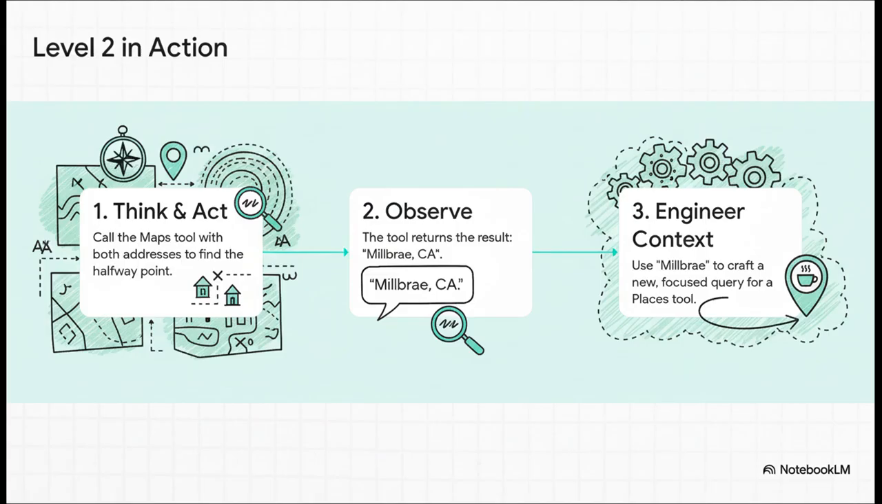The mission is to find a coffee shop halfway between 2 addresses. A smart level 2 agent first acts by using a maps tool to find that halfway point. It then observes the result it gets back: Millbrae, California. Then, and this is the brilliant context engineering part, it thinks, and then it acts again. But this time, it uses that new piece of information, Millbrae, to build a brand new, super focused query for a different tool. See what it did?